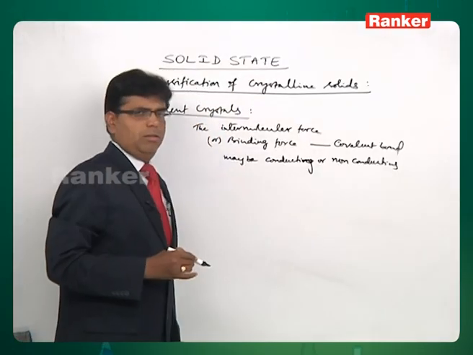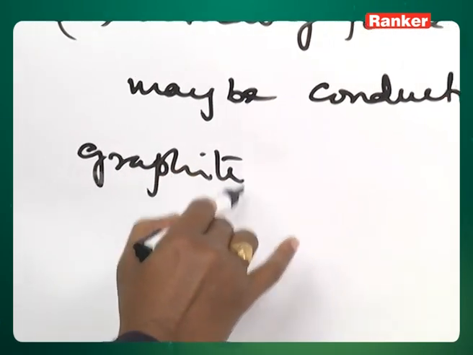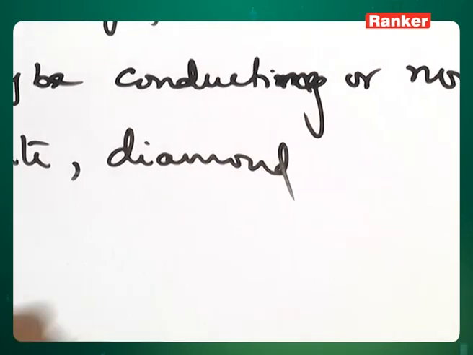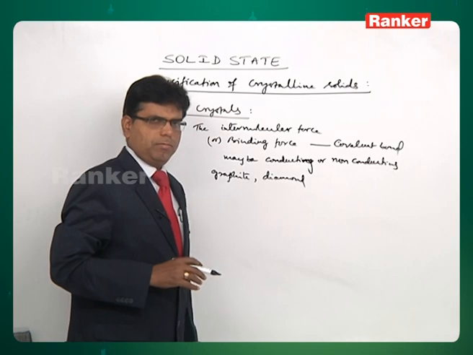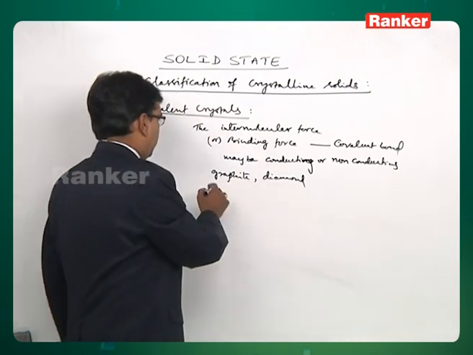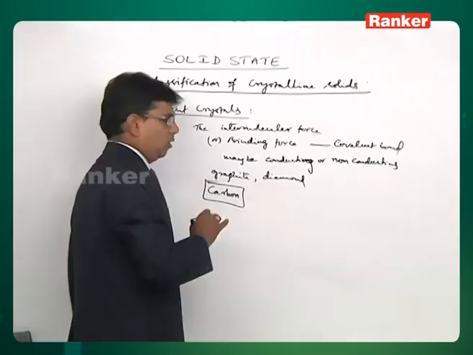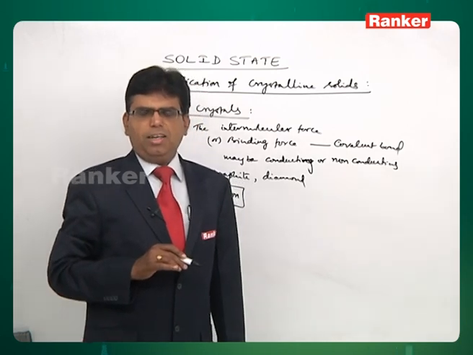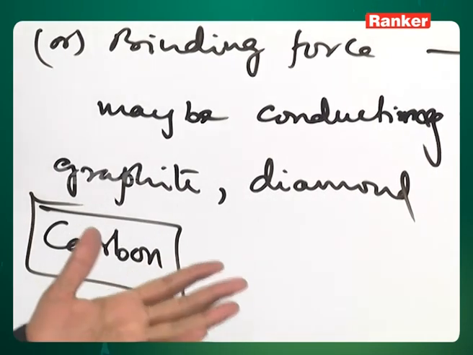For example, you take the case of graphite and diamond. These are the best examples of covalent crystals. In both graphite and diamond, the constituent particles are carbon atoms.